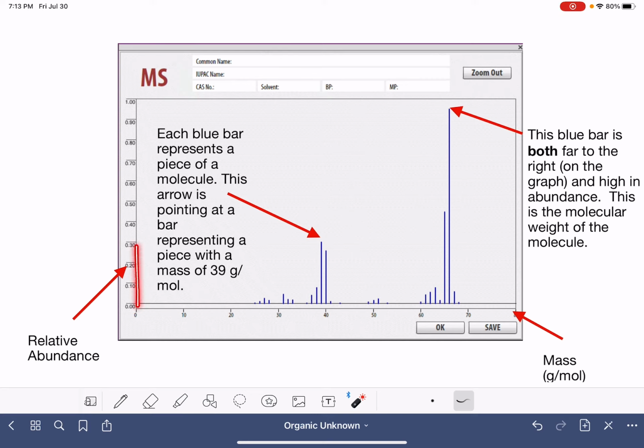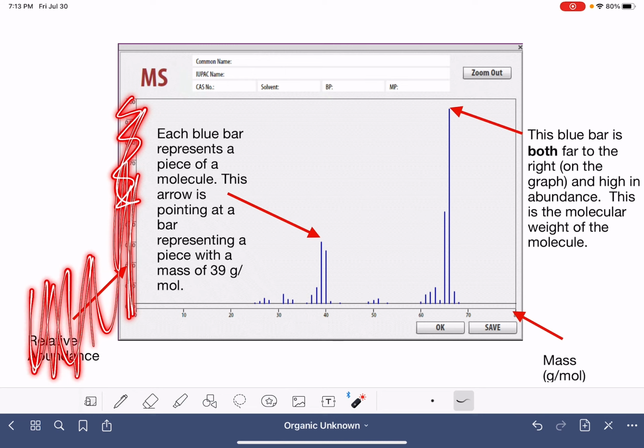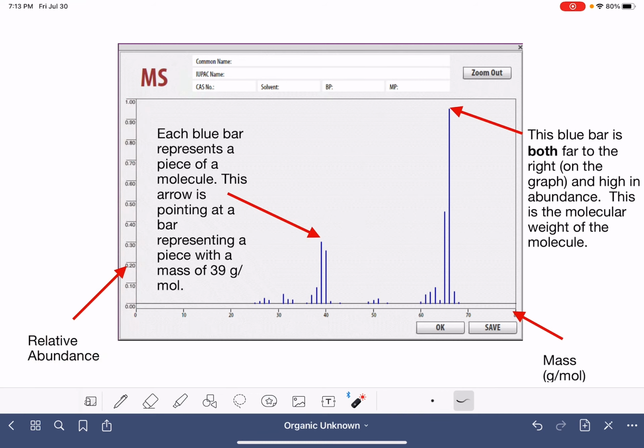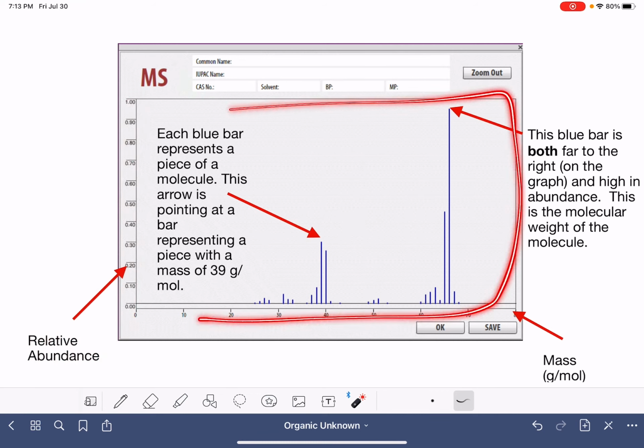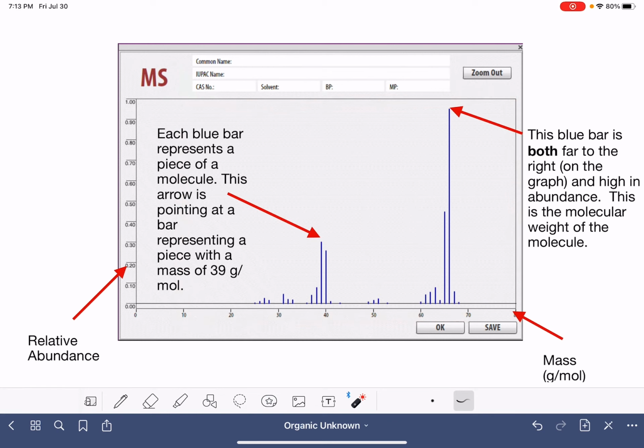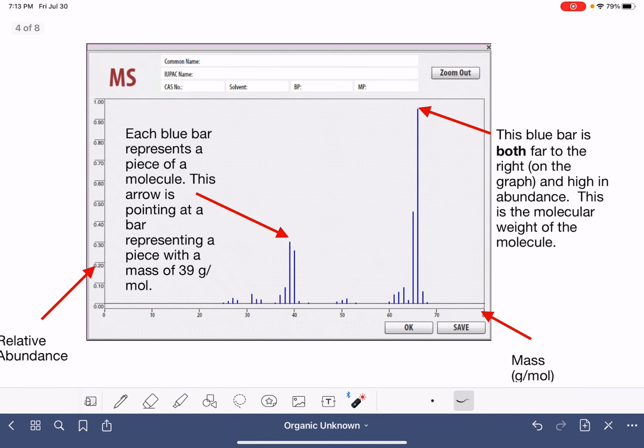And then over here on the side, this is representing relative abundance of different chunks of the molecule, and you don't need to pay any attention to what's going on over here at all. This doesn't have any bearing on what we're doing with this data, so you can ignore that completely. Now, one of these blue bars in this graph is representing the molecular weight for the molecule, and your job is to find the blue bar that actually represents molecular weight.